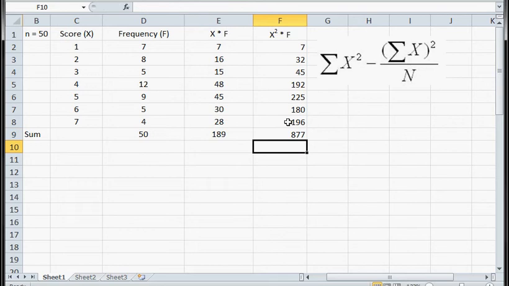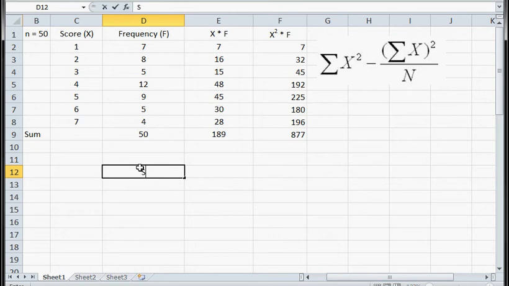The sum of x squared is necessary because it's another component of the formula. This value here, 877, the sum of x squared, represents the value that would go in this portion of the formula. This value, 189, is the value that would go within the parentheses here, meaning we still have to square it. So let's go ahead and do that.